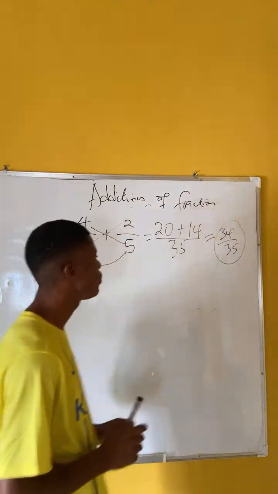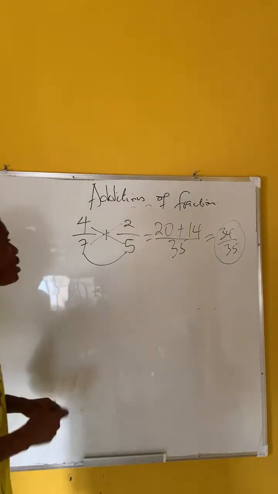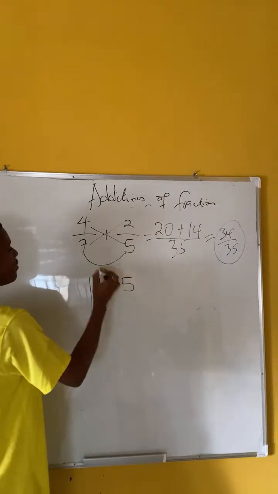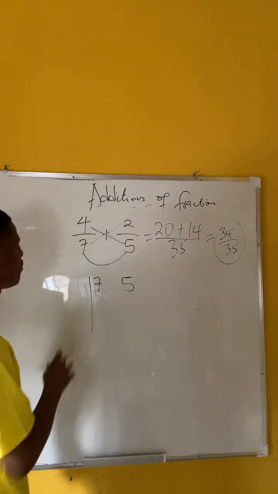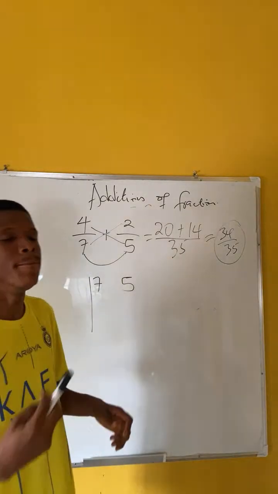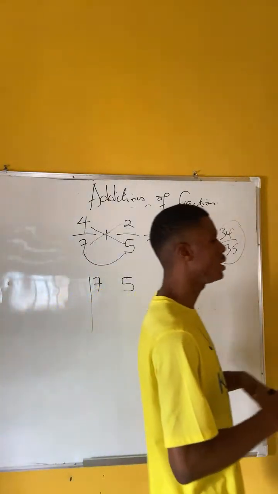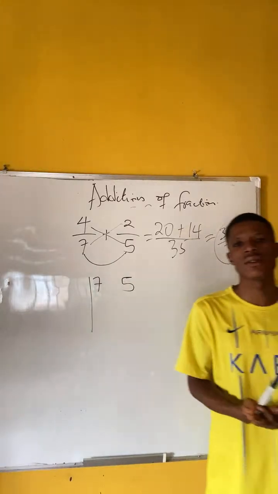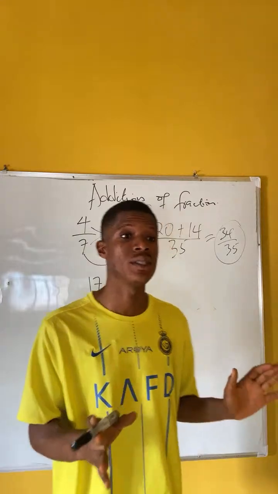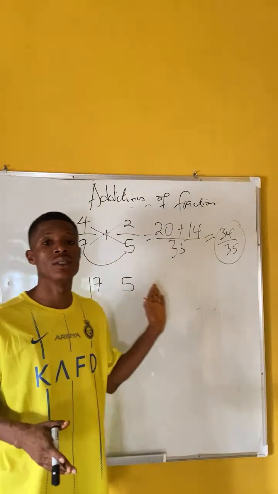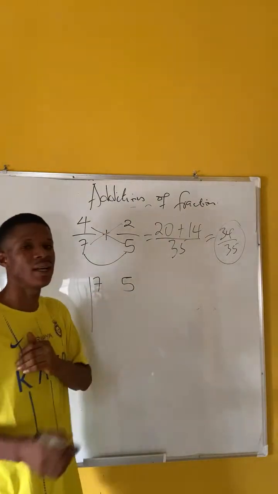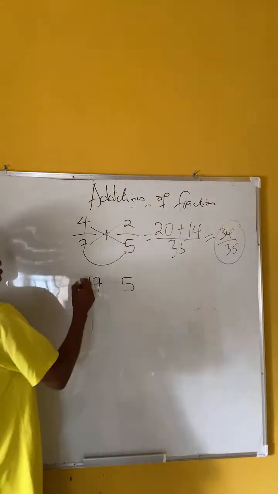So what if you want to use the second method? Let's look at the second method. We find the LCM of the denominators, 5 and 7. Okay? If you look at 5 and 7, all we have to do is divide by their common factors, and we have to divide with the nearest prime number. 2 can't divide any, 3 can't divide any, so the next prime number is 5.